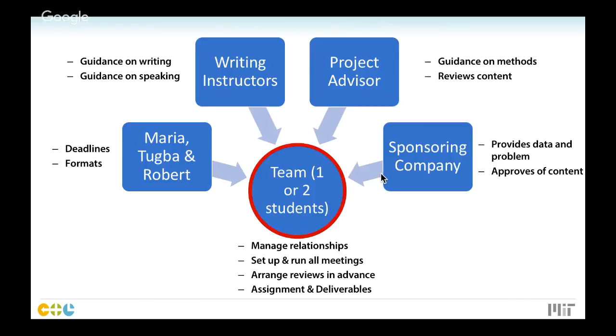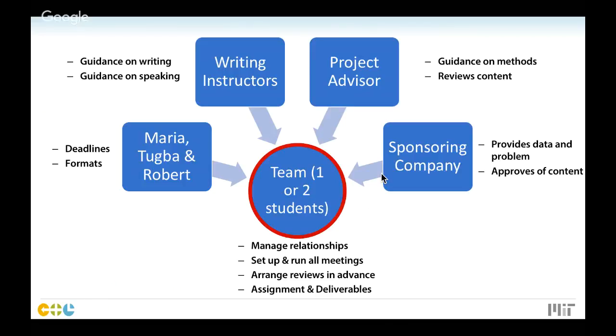He's going to be sending still information regarding deadlines and formats. You will have also the support from the writing instructors. They will provide guidance on the writing and speaking. As you know, there is one instructor that is going to be in touch with you during the fall as well to give you support, and is going to be giving all this information through the learning module at MIT. And you have also the project advisor. And this is also important, right? The project advisor is the advisor. This is not the owner of the project. You as a team, you are the owners of the project, and this is very important.